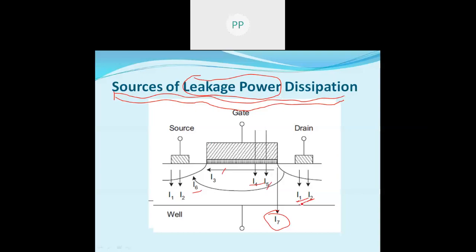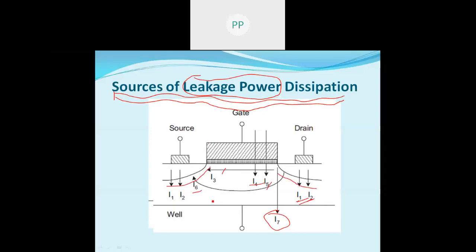We'll discuss these different components of the leakage current very briefly, and we'll also discuss the different transistor parameters which could be responsible for them. You can see that I1 and I2 are basically the junction leakage current, because we have the source-substrate junction and the drain-substrate junction. A depletion region is formed here, and the two junctions are kept in reverse bias. So when a p-n junction is in reverse bias, the reverse bias leakage current will flow. So these are the leakage currents I1 and I2 that can be observed in a p-n junction.